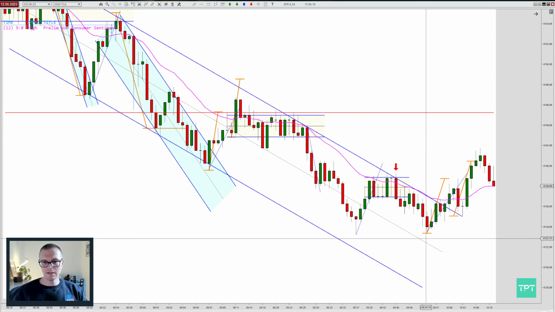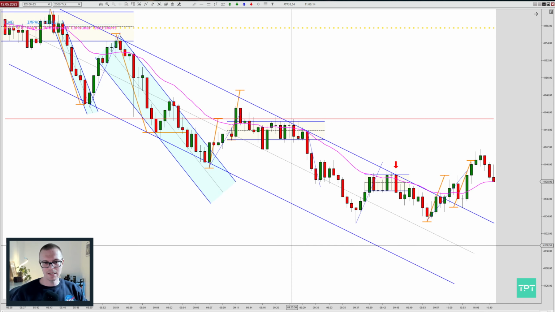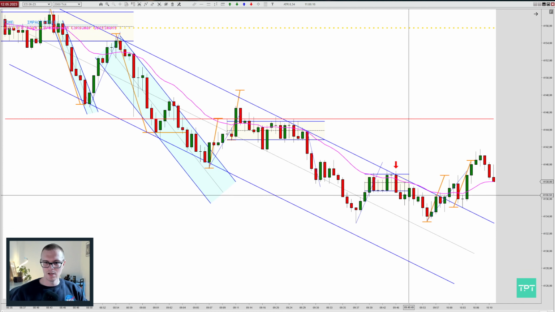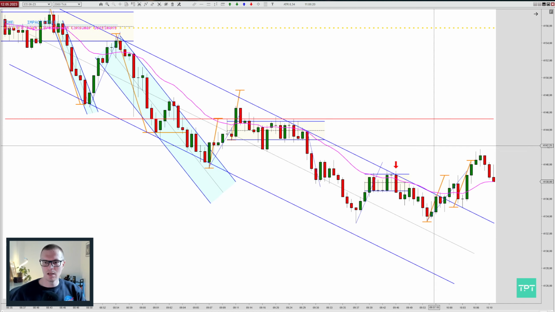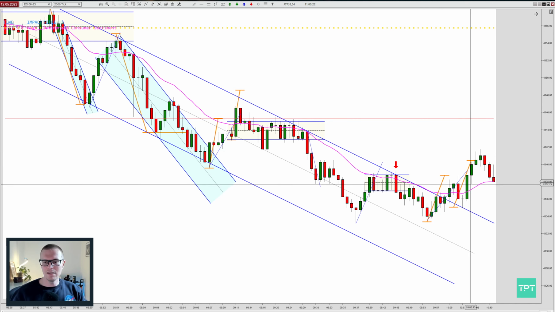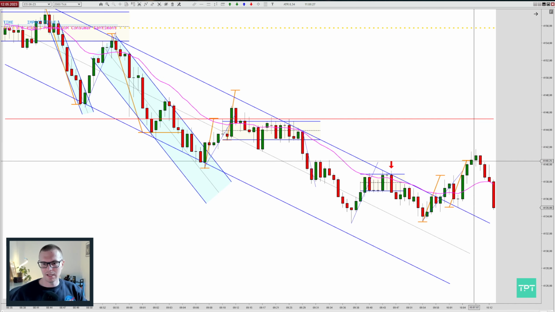So we are breaking this channel with two legs here, and I would like to see a retest of the lows from this downtrend. So we're still looking for shorts, potential short trades, but ideally I want to see prices below the EMA before taking a trade.